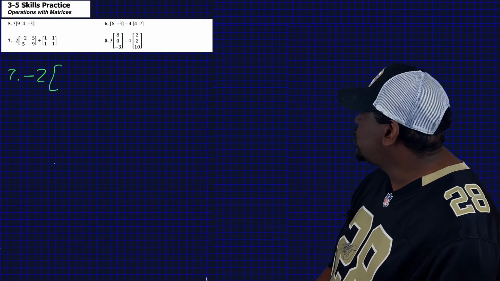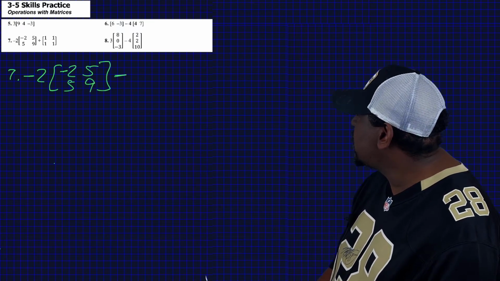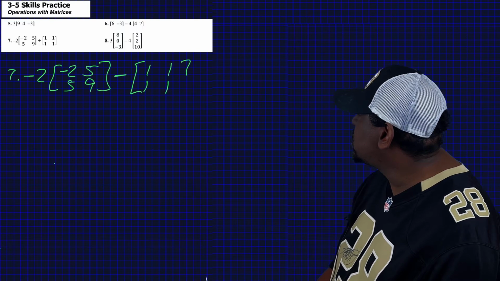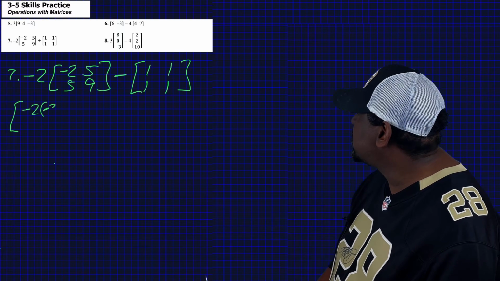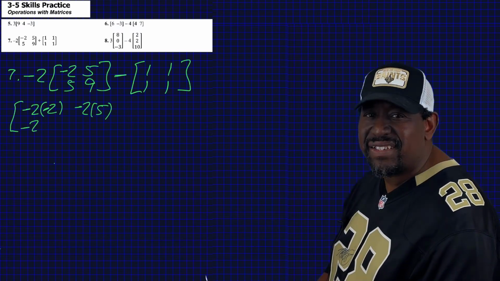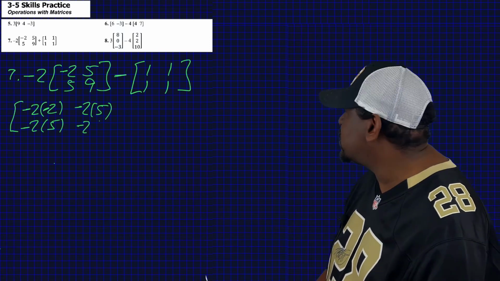We have negative 2 times a matrix with the quantities of negative 2, 5 and 5, 9. And we're going to add that to a matrix of 1, 1, 1, and 1. Should be addition. Looks like the NOLA Mathman made a mistake. He put subtraction instead of addition. Let's see if he corrects it. Now we'll just subtract it. It'll be another good example to do.